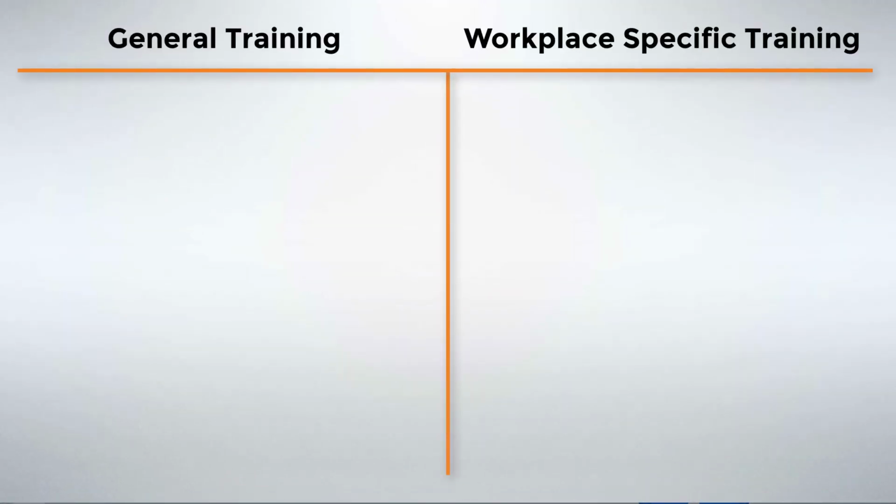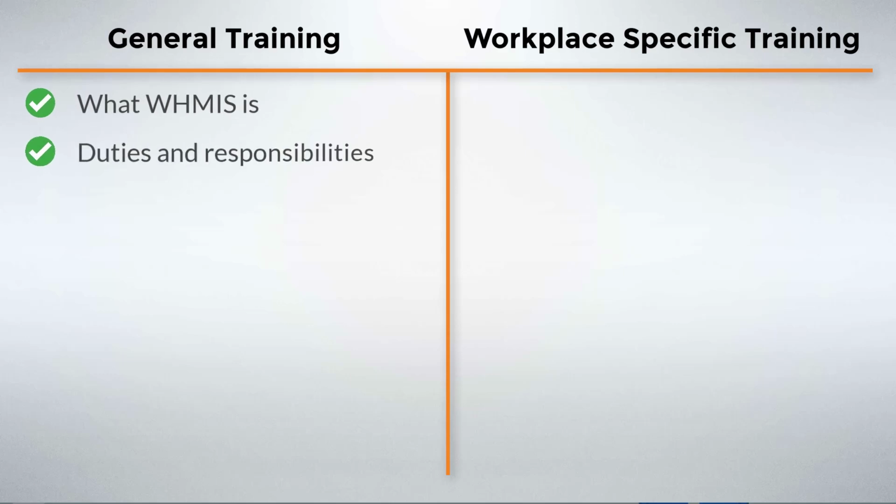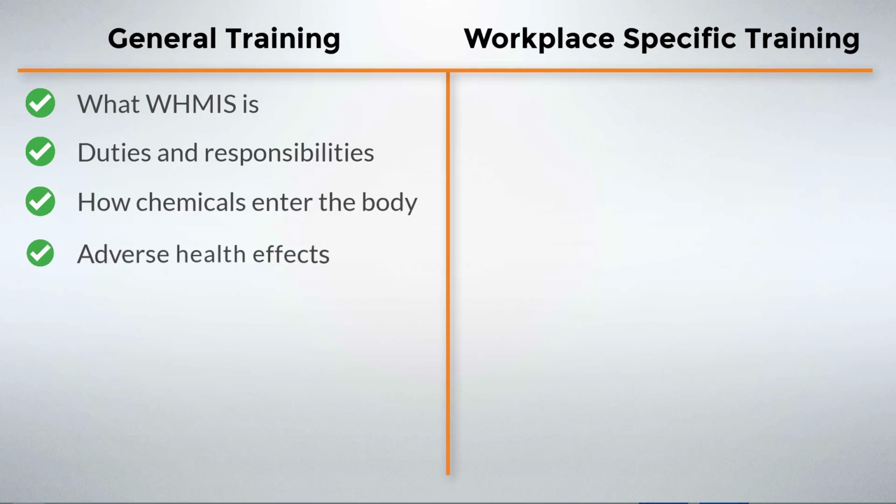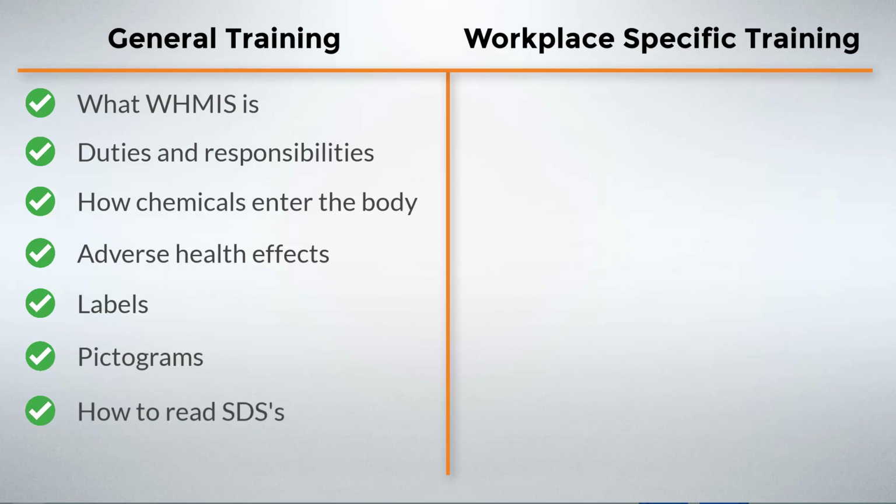Topics typically covered in general WHMIS training or WHMIS education include what WHMIS is, duties and responsibilities, how chemicals enter the body, adverse health effects, labels and what they're required to display, pictograms, how to read safety data sheets, and general safety guidelines.